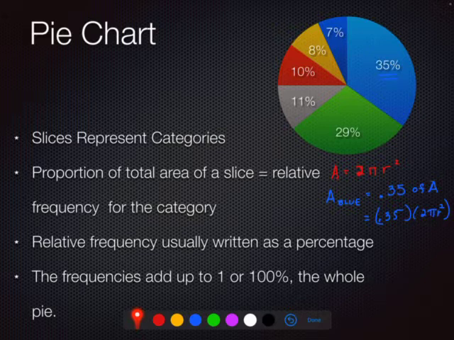So graphically, it is representing these percentages or those proportions. We usually write these relative frequencies as percents, not the decimal value. And when you get done, these should add up to 100, because 100% would be the entire pie.